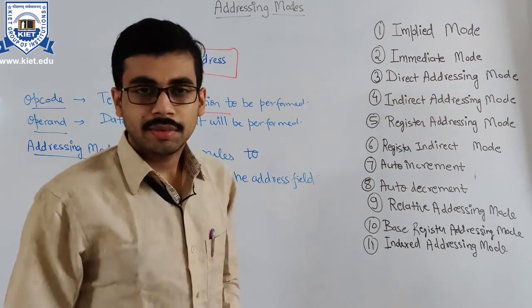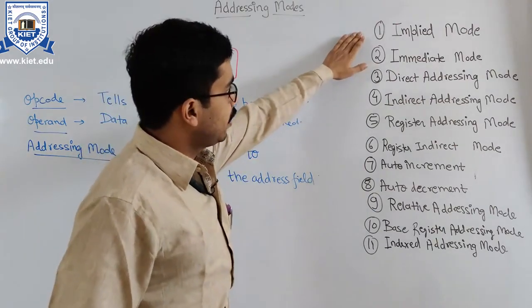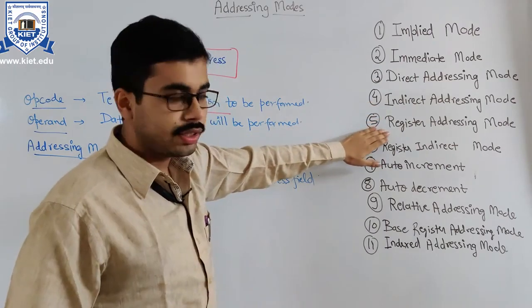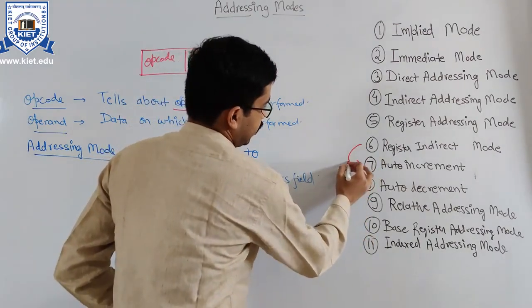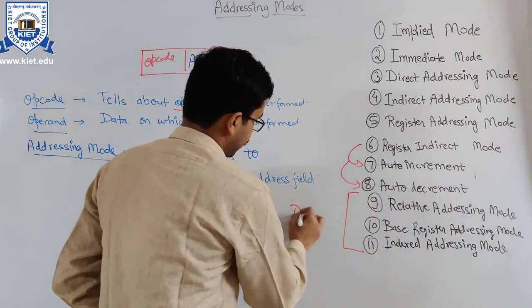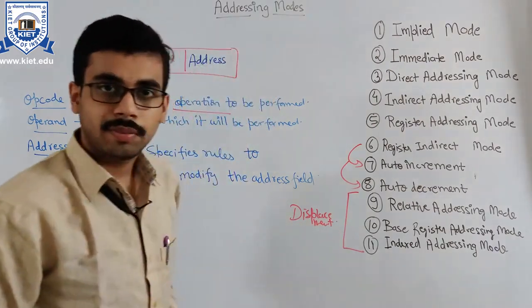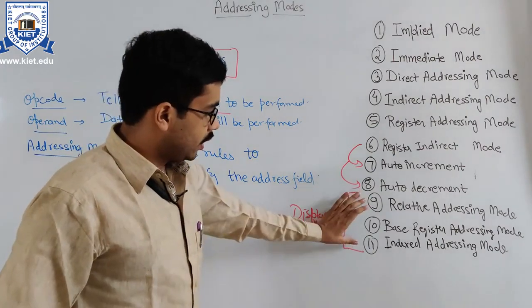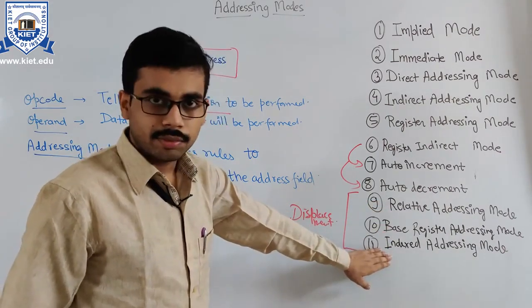There are some types of addressing modes, which are in your course. First is implied mode, second is immediate mode, then direct addressing mode, then indirect addressing mode, then register addressing mode, then register indirect, then auto increment and decrement. These two are special cases of register indirect mode, and the last three are displacement mode. Here we have some displacement and offsets according to that displacement. These are three types: relative addressing mode, base register addressing mode, and indexed addressing mode.